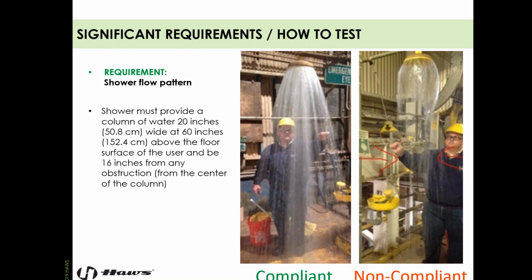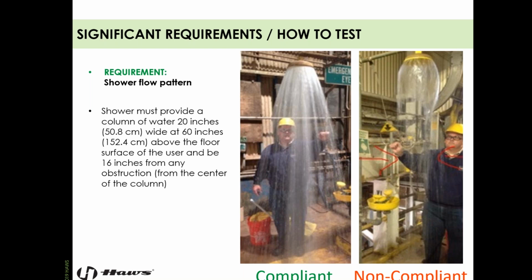Now you can see on the right we have a very narrow flow pattern. On the left we have a compliant flow pattern, and the way that we're achieving the measurement of this is by measuring 60 inches up above the floor wherever the user is going to be standing and 20 inches across. Again, that's just based on average human anthropometrics, our average shoulder spacing as a human species, and making sure that flow pattern is going to completely cover our bodies.